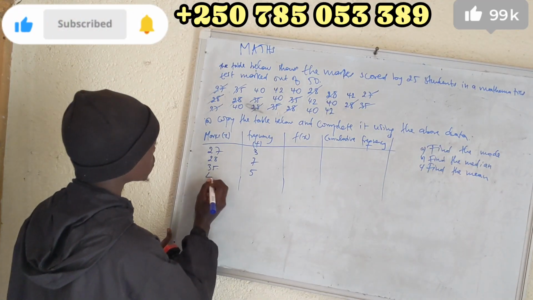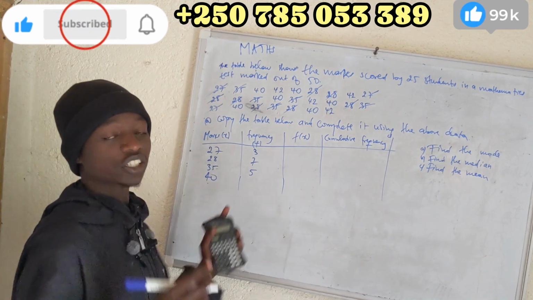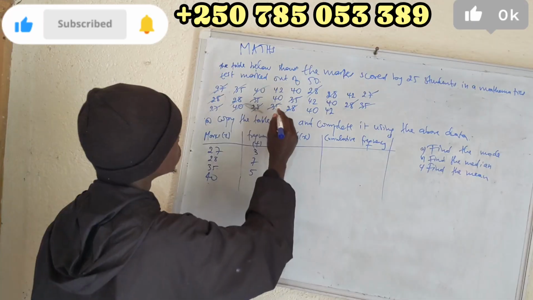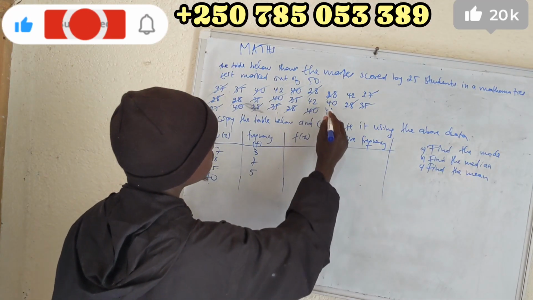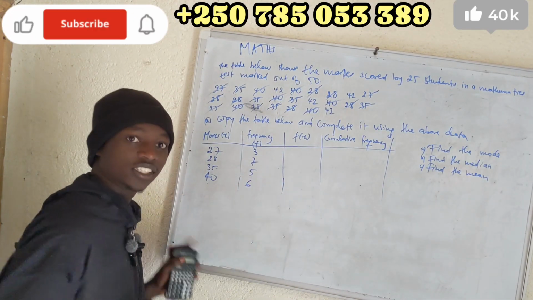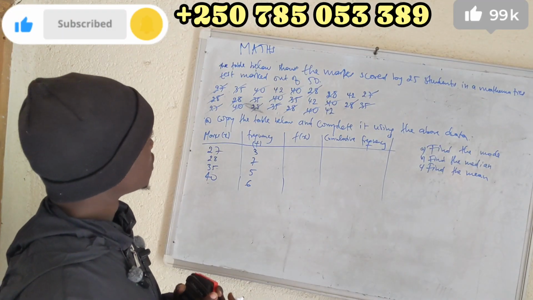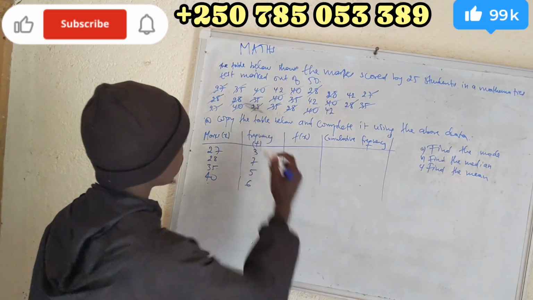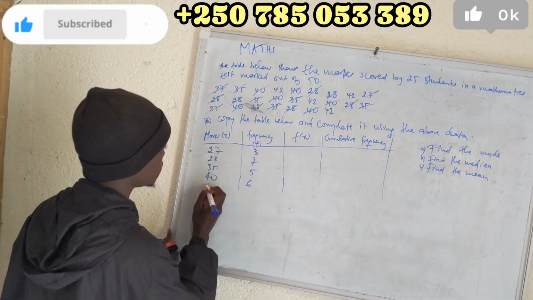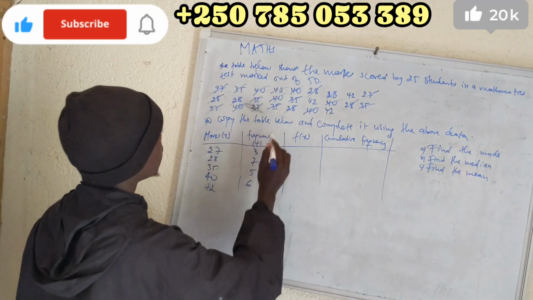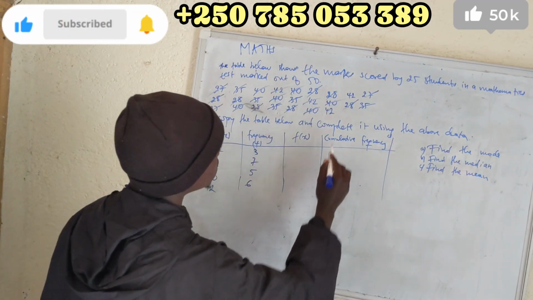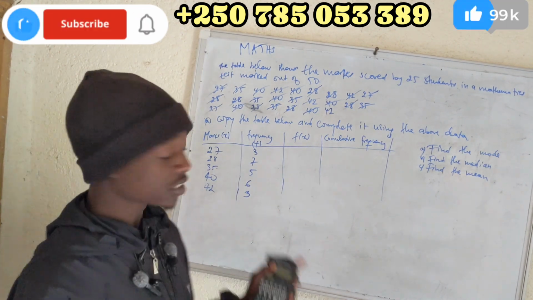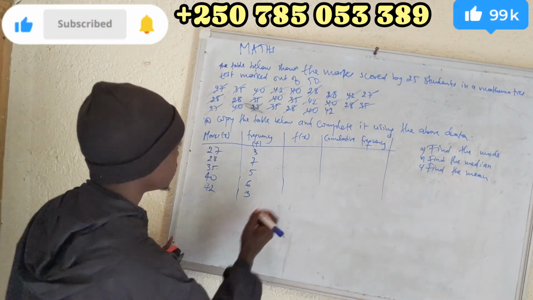40? Yes, we have 40 marks which were scored by a certain number of students. So 1, 2, 3, 4, 5, 6. There are 6 students. Is there any score left? Yes, we have 42. 1 student, 2 students, and 3 students. 3 students scored 42 marks.